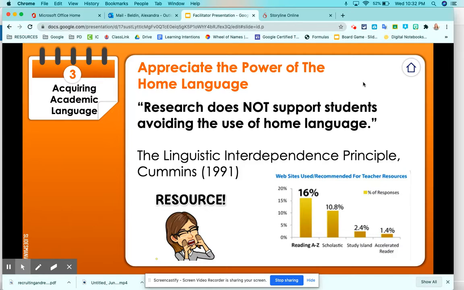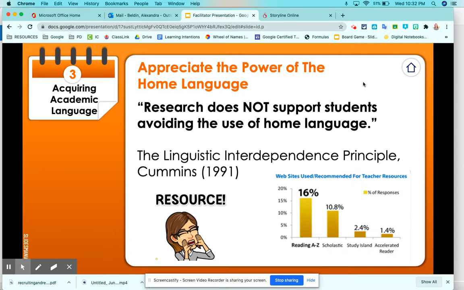Also, appreciate the power of the home language. I've heard many teachers say before, don't speak in that language, you're speaking in English here, and we need to work on your English. And that's not the right way to go. Research does not support students avoiding the use of their home languages. You just don't see it.